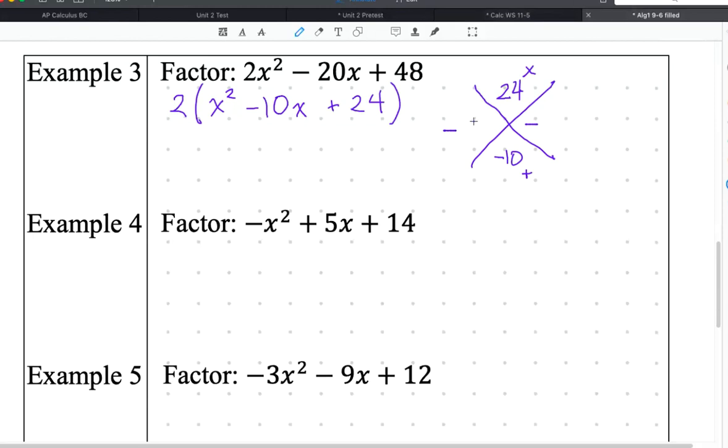I got negative 6 and negative 4. There it is. Yeah, 6 and 4 add to 10. So negative 6 and negative 4 add to negative 10. And then negative times negative is positive. 6 times 4 is positive 24. So those are our answers.